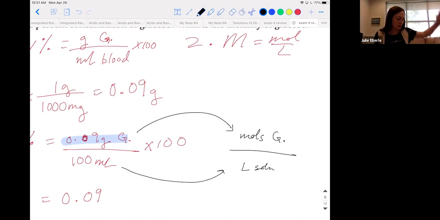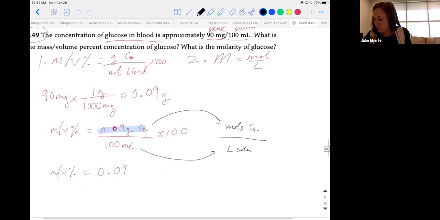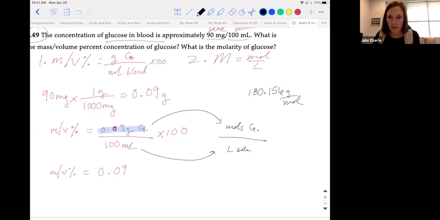So the molar mass of glucose, when you teach this course a lot, you memorize it actually. It's 180.156 grams per mole. So why don't y'all go ahead, I've got to plug my computer up, and start trying to convert this to moles.